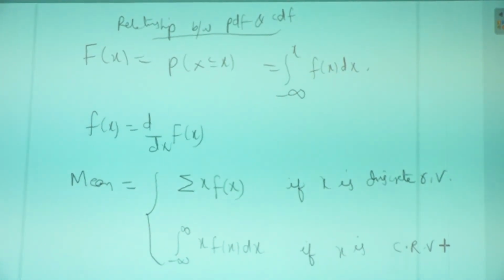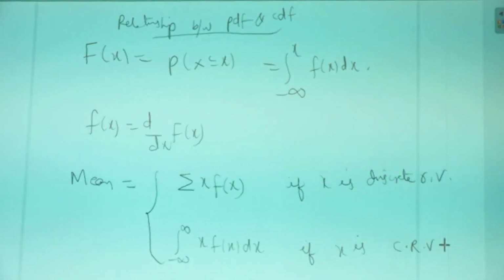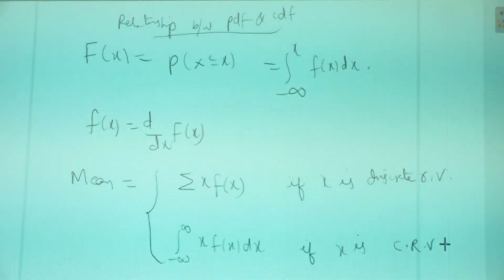That is nothing but the weighted average. Summation x into f of x: you have learned weighted average, w1 x1 plus w2 x2 and so on up to wn xn, divided by w1 plus w2 and so on up to wn. That denominator will become 1. Why? We are dealing with probabilities. The sum of the individual probabilities equals 1. So that's the reason we are not getting the denominator there. Summation x into f of x, integration x into f of x dx, that is the mean.